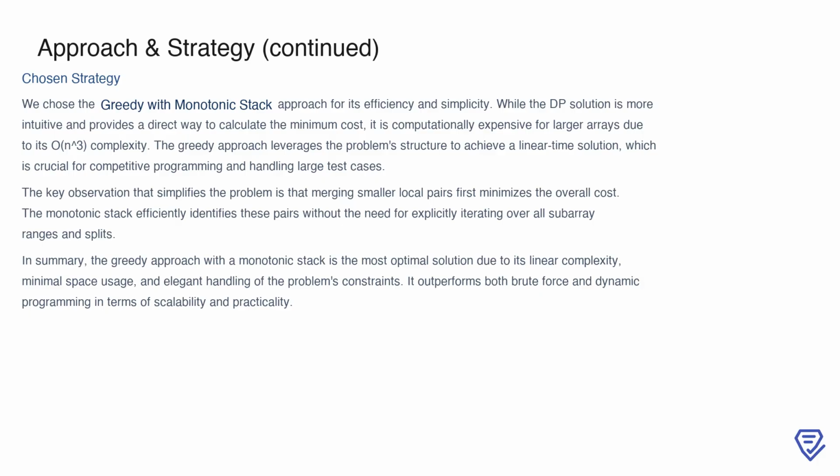While the dynamic programming method provides a more intuitive framework for solving the problem, its O(n^3) complexity makes it impractical for larger arrays. The greedy approach, on the other hand, leverages the problem's structure to achieve a linear time solution. The essential insight here is that merging smaller local pairs first minimizes the total cost, and the monotonic stack efficiently identifies these pairs without needing to explicitly examine all possible subarray splits. This makes the greedy approach not only computationally efficient but also elegant in its simplicity.